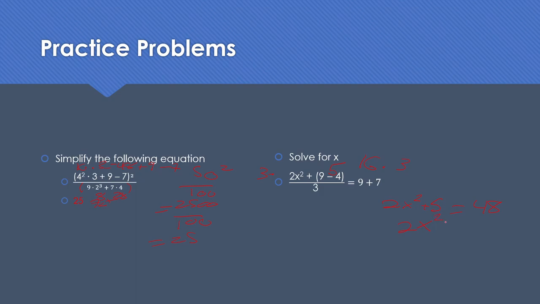Subtract 5 from both sides: 2x squared is equal to 43. Divide both sides by 2: x squared is equal to 21.5. Take the square root of both sides and we get x is equal to 4.64.